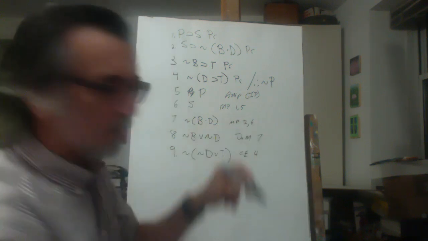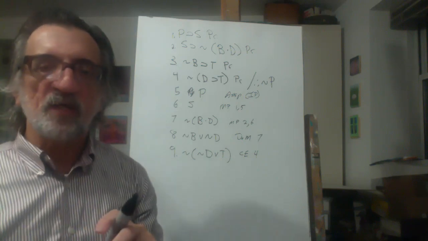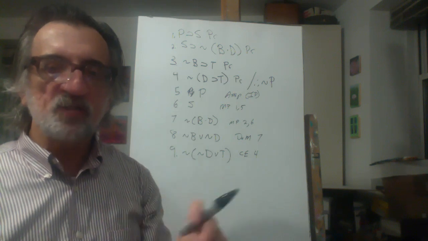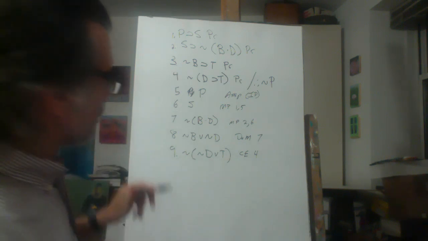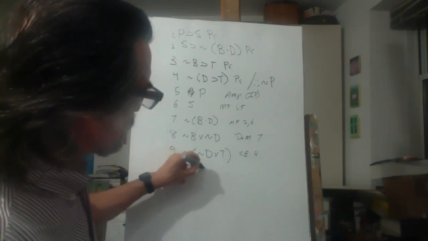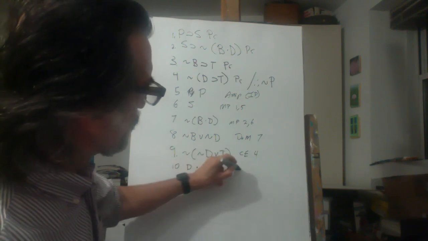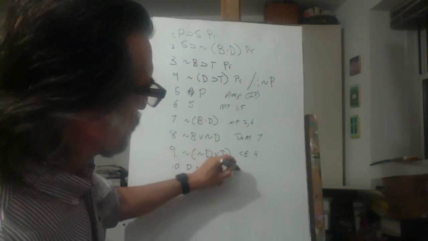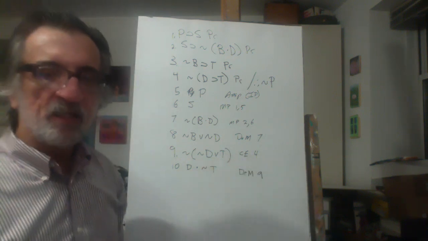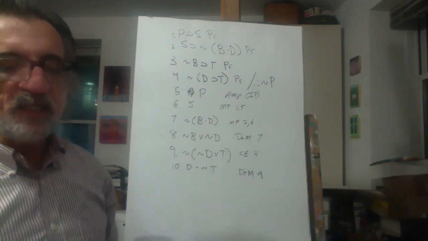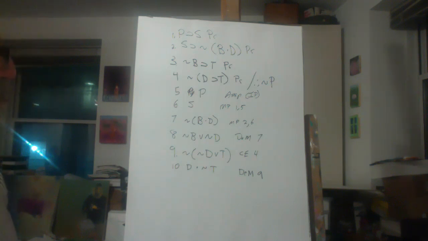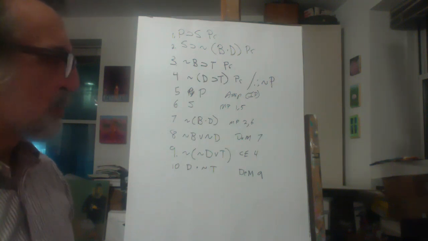By conditional exchange, we know that if D then T is equivalent to not D or T. So we've got the negation of that. And by De Morgan's law again, we have D and not T.